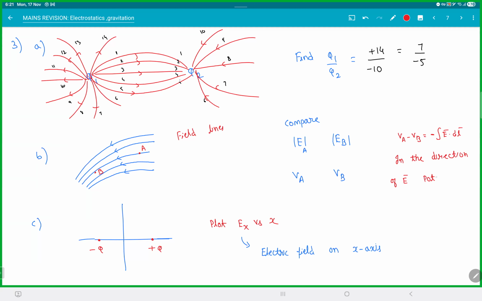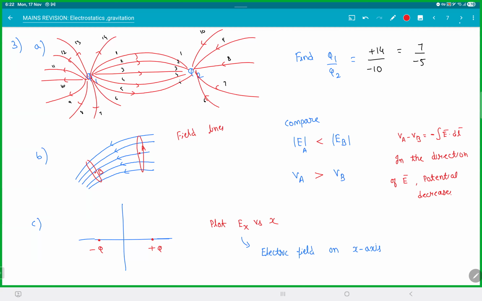And what is electric field? A number of field lines per unit area. If you have more field lines per unit area, then the field is more. So you can clearly see at B, the concentration of field lines is more. So field at B is greater than A. But in the direction of field lines, potential will decrease. So VA is greater than VB. Are you clear with that? If you travel along the field lines, potential should drop. So VA is greater than VB. But at B, there are more lines per unit area. So EB is greater than EA.